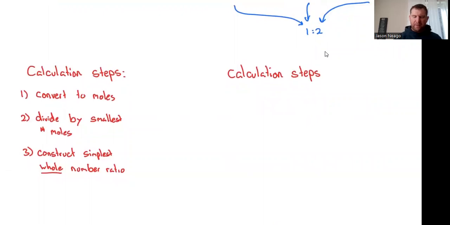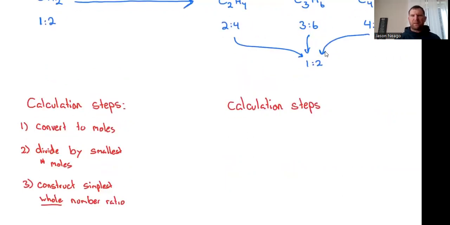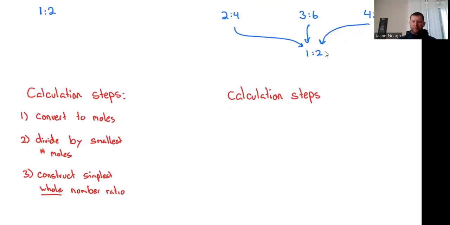So to calculate the empirical formula, you have 3 steps. You need to convert to moles, divide by the smallest number of moles, and then construct the simplest whole number ratio, which is the definition of an empirical formula. In this video, we're going to talk about the steps for calculating a molecular formula.